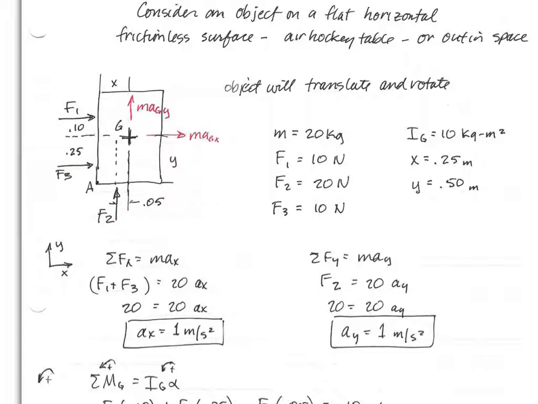We're going to sum the forces in the x, mass times acceleration in the x. We see that the acceleration of the center of gravity in the x direction is 1 meter per second squared, using those two forces. In the y, we only have one force moving it in the y, and we can find that the acceleration is 1 meter per second squared in the y direction.